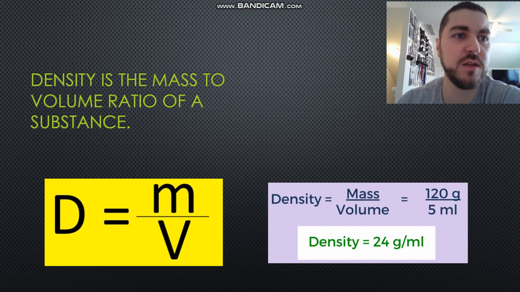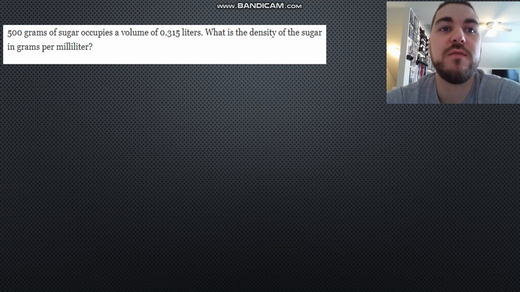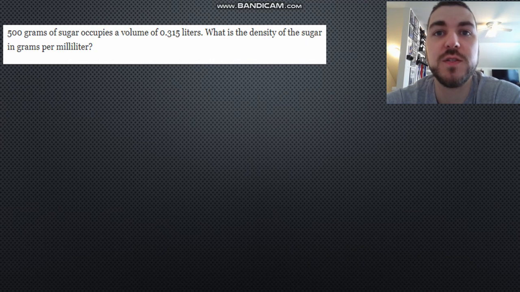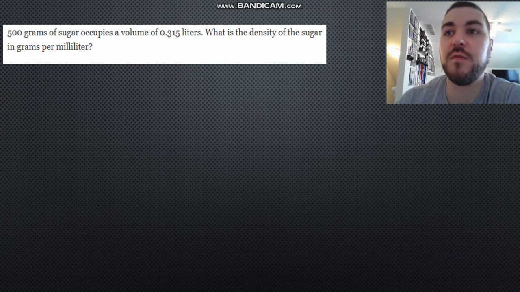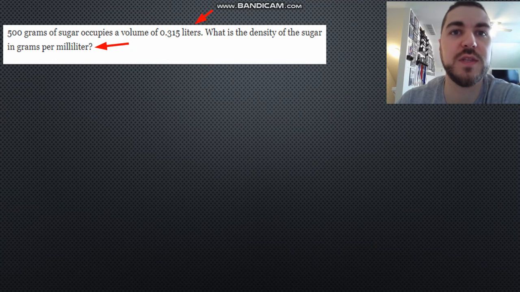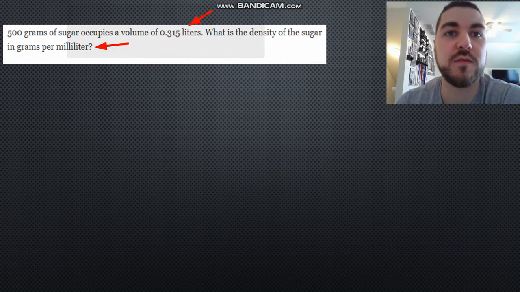So let's look at our first example problem here. This example problem says you have 500 grams of sugar that occupies a volume of 0.315 liters, and it wants to know what the density of the sugar is in grams per milliliter. Now, some things we've got to be careful with here, and a lot of students will miss some of these details. Notice that we're given volume in liters, but we're asked for a density in grams per milliliter. So we're going to have to do a unit conversion to make this work out for us.